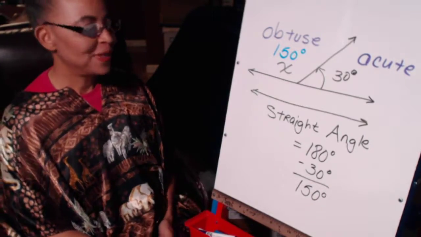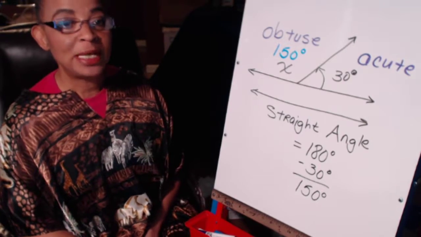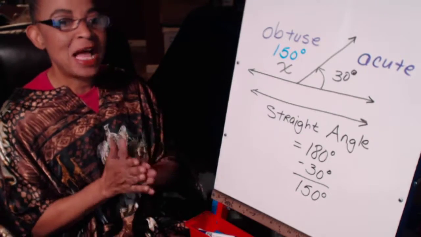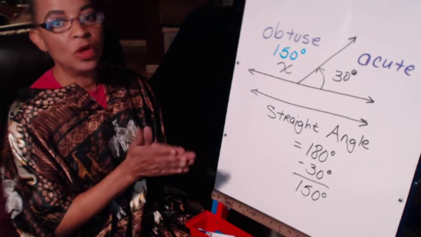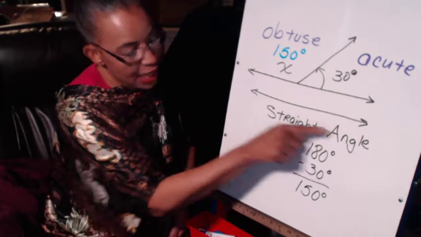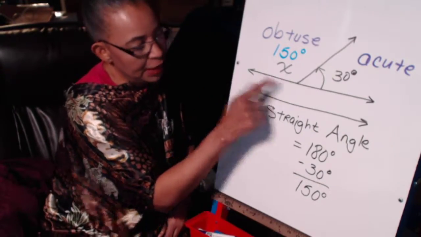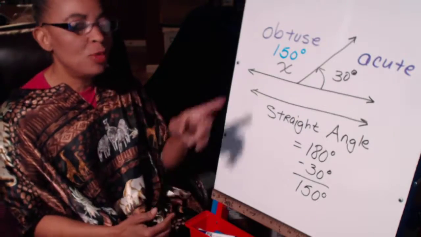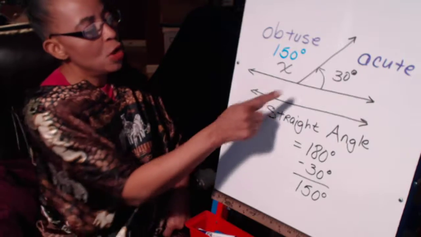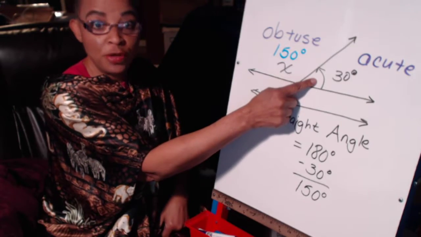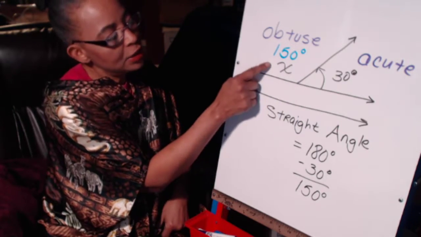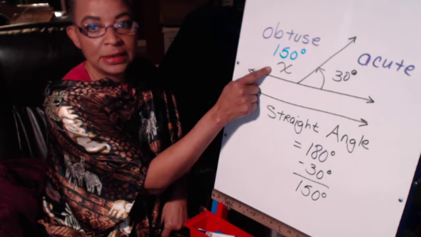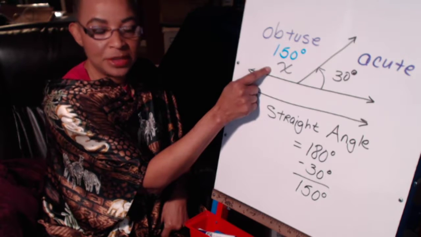Grandma's back, and we're still dealing with basic geometry. But now notice what we've done: we still have our straight angle from this end to this end. The line is continuing, that's our straight angle, but now we've created an angle that's 30 degrees, and we needed to know how much this is. What is this degree measure?